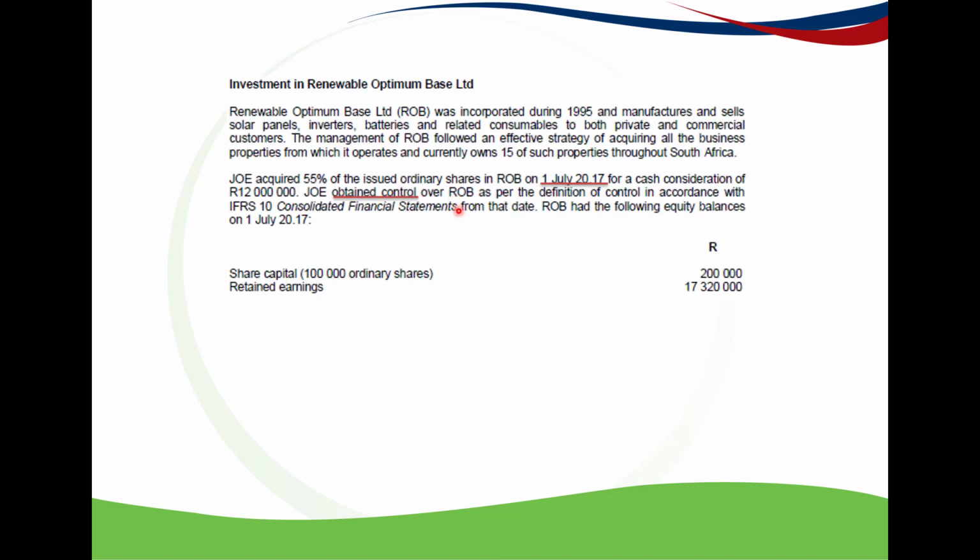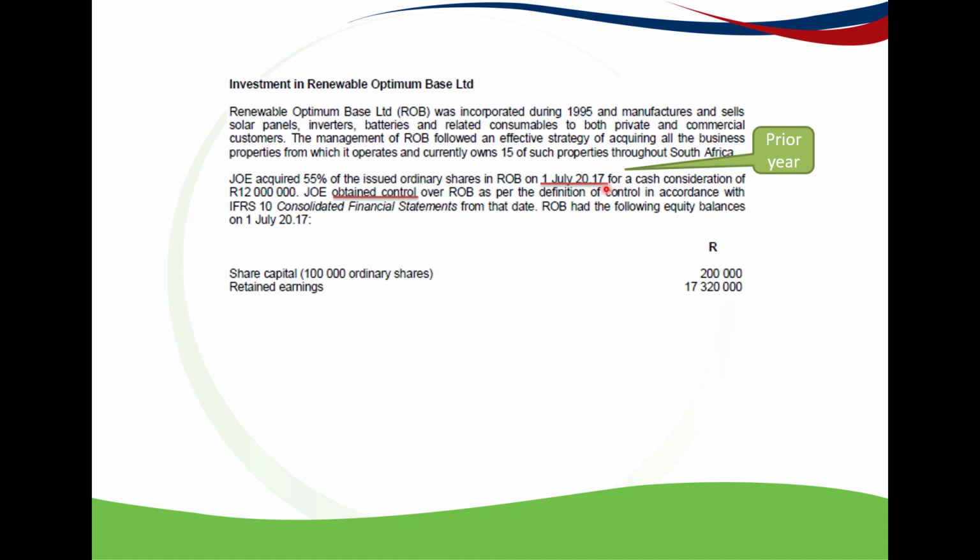If we continue, then there's information on our second investment, Renewable Optimum Base, ROB, and then they provide us with some background, and then the parent acquired 55% of the issued ordinary shares in ROB on 1 July 2017. Again, that's in a prior year.